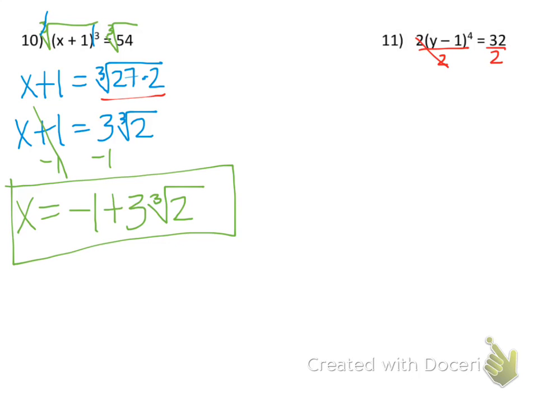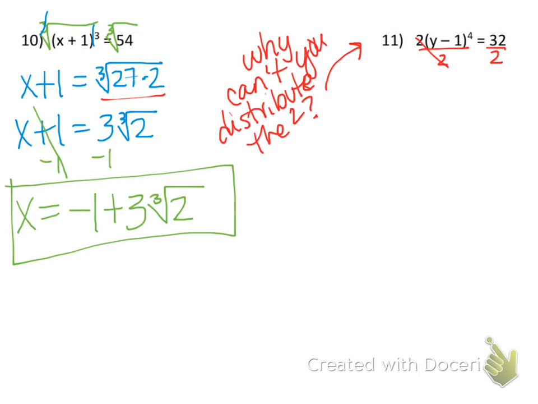Again, this next one, we're going to divide both sides by 2. Why can't we distribute the 2 into the parentheses? I'd like you to think about that and hopefully come to class and be able to give an answer to that. If you don't understand why you can't multiply that 2 in, you for sure should make a note in your note packet and ask about this in class.